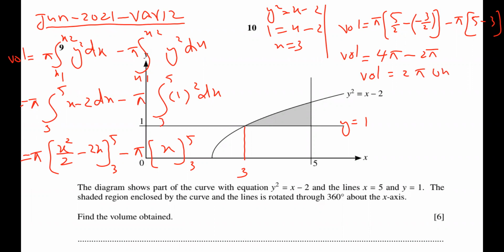So why are we taking pi again? Because pi is outside for both equations. That is why this pi continues further and carries on till the end of the question. I think you got the point. So our point is very clear.